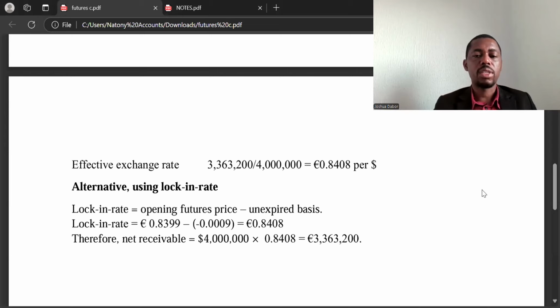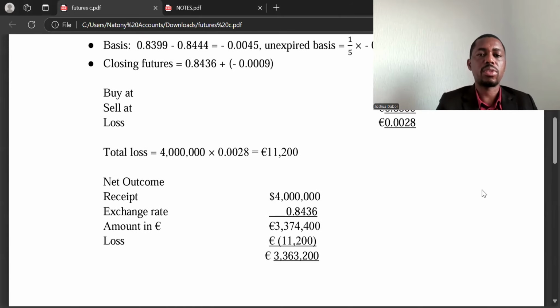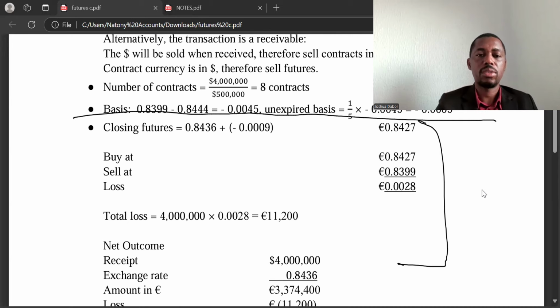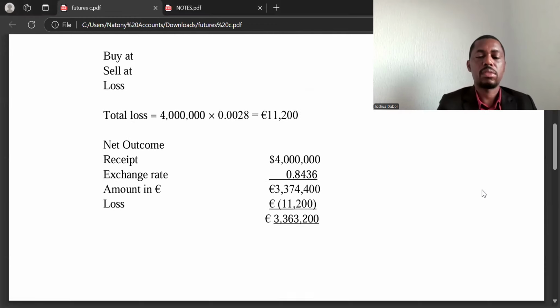So alternatively, you can calculate this in a different way using the lock-in rate. So this is shorter. Instead of calculating profit or loss, the moment you calculate your unexpired basis, you can decide to use your lock-in rate straight. So instead of doing this profit or loss that we did earlier on, right? So let's see how that works.